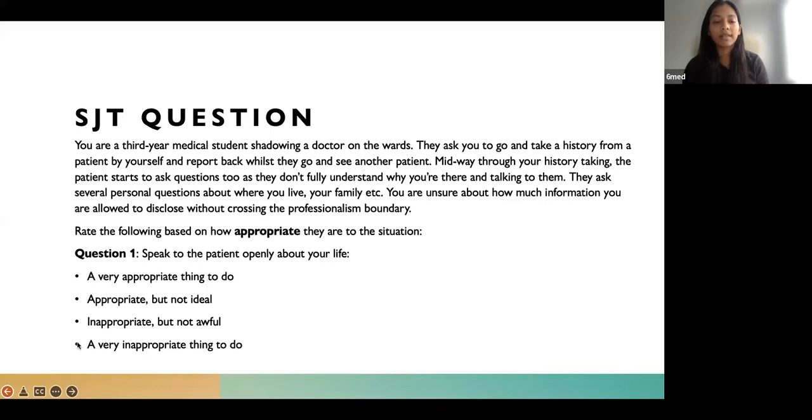So extreme answers, I would say, a very inappropriate thing to do or a very appropriate thing to do. In this question, it did end up being D, a very inappropriate thing to do, but most of the time it tends to be B or C. So if you're unsure, go for B or C, depending on whether you assume the statement to be appropriate or inappropriate, and then come back to it, reread the statement if you have time, and think about whether or not you've got the right answer and go with your instinct, I'd say, because situational judgment is more common sense and what you would do on instinct.